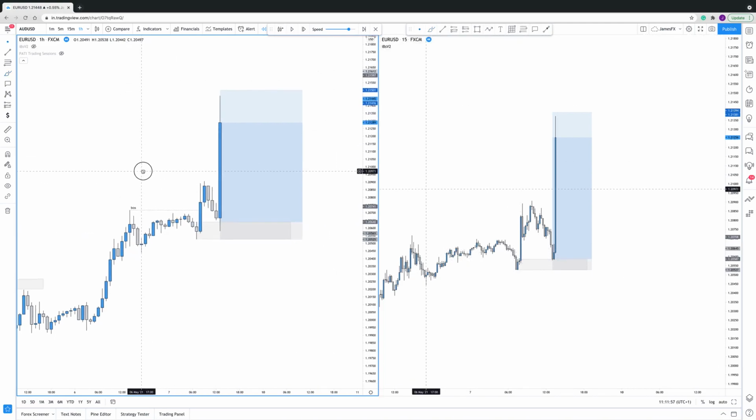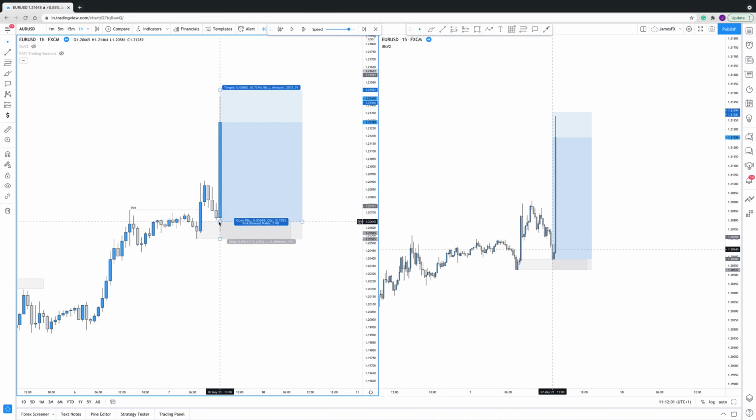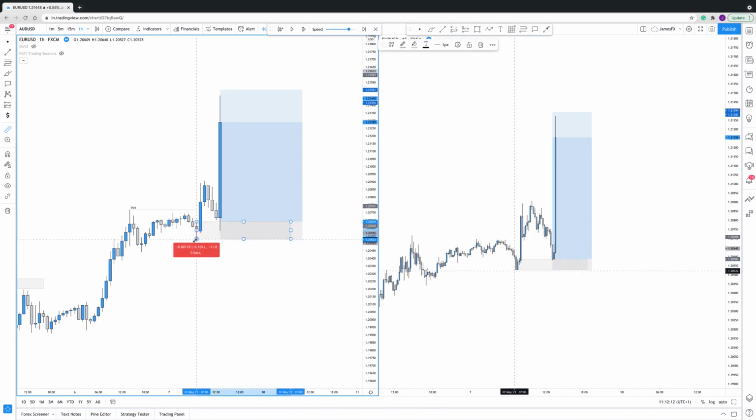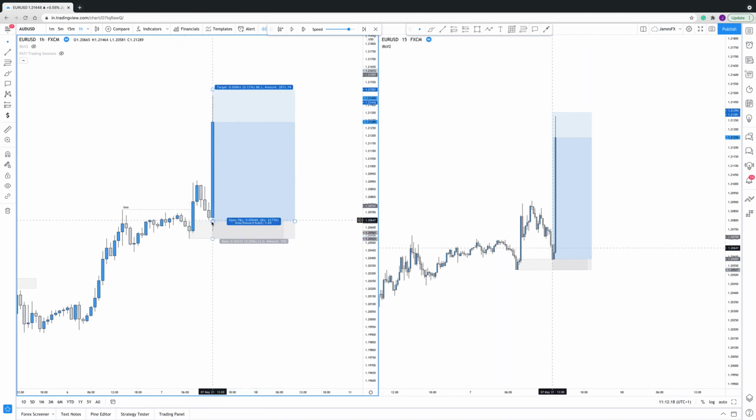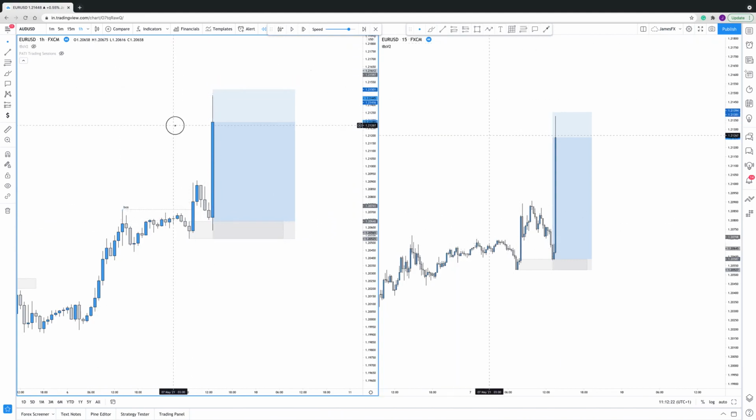Now if we were to look at entering based purely off this, we would enter at the top with our stop loss at the bottom. So let me get my measurement tool. We can see the high of this candle to the low. We're looking at around 11 pips. So 11 pips stop loss based purely on the hourly order block.